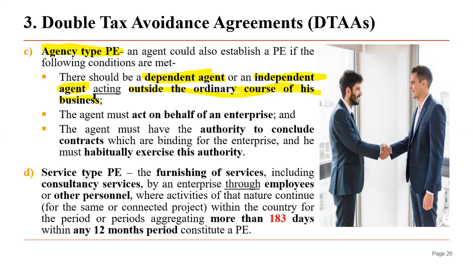The agent is anyway liable in Sri Lanka, whatever the profits and income, whatever the things they are doing. Then the principal will become an agency PE, and the principal is liable to tax which is attributable to that PE. Right?